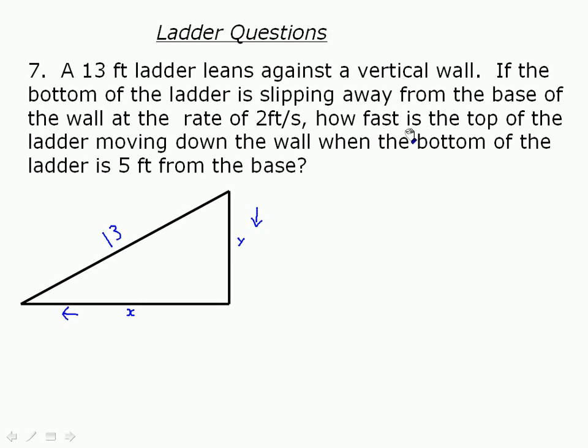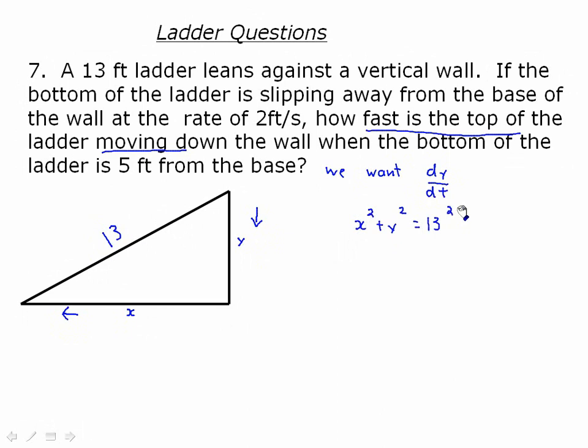Now we want ultimately to find how fast is the top of the ladder moving down the wall. So we want dy/dt. Moreover, based on this question, we would assume that dy/dt is going to be a negative value. It is decreasing, so we should get that in our answer. And we work with this formula: x squared plus y squared is equal to the hypotenuse squared, which is 13 squared.